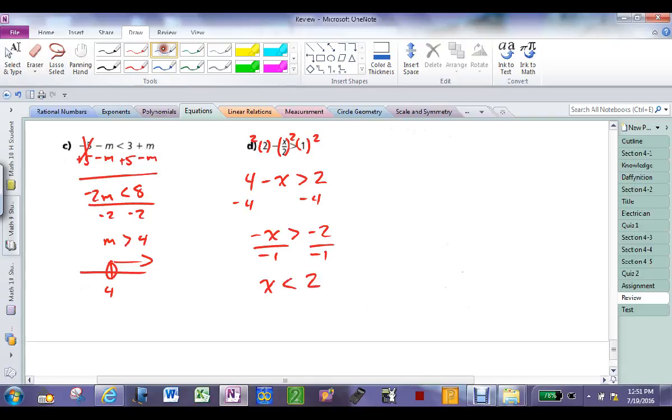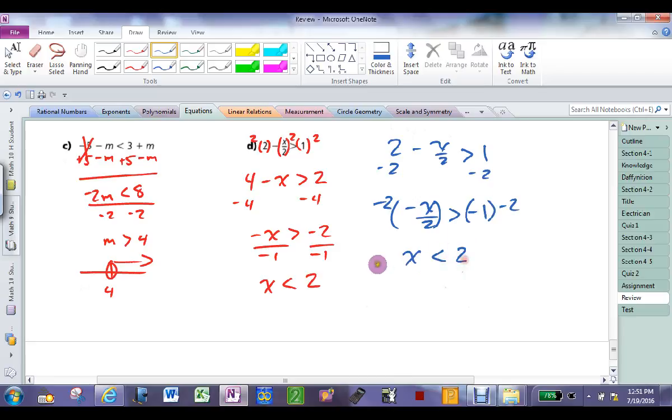You also could have done this. Get rid of this 2 first, -2, -2. Negative x over 2 is greater than -1. Now multiply this side by -2, because that will get rid of my negative and my 2, won't it? Leaving me with positive x. Since I multiply by negative, I flip the sign. -2 times -1 is +2, and you get the same thing.